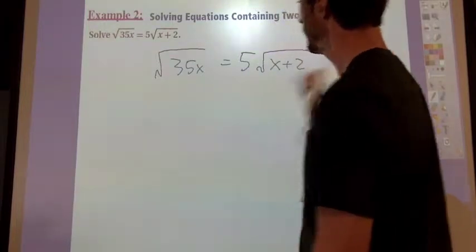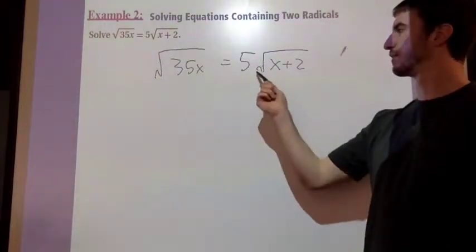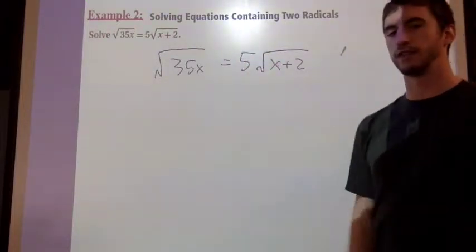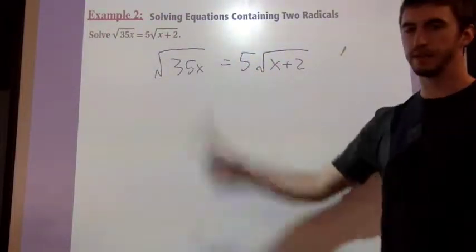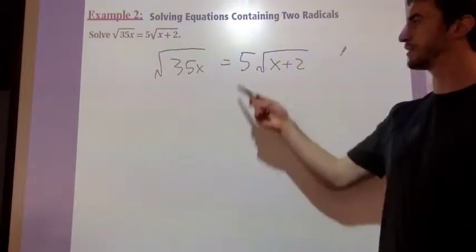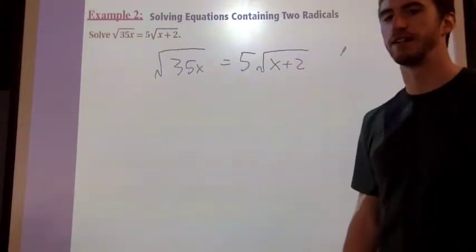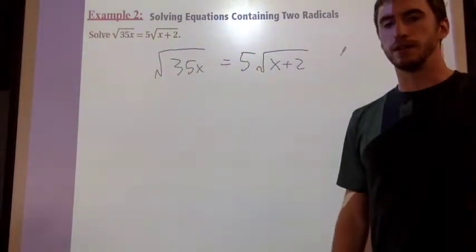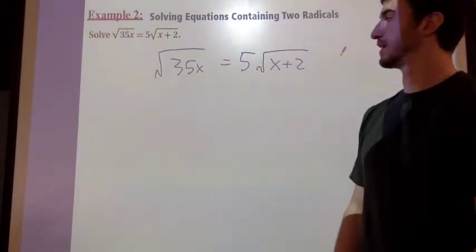Now normally I would tell you to deal with the stuff outside of the radical first. But that wouldn't really do anything helpful for us, because if I divided both sides by 5, I would just have a radical divided by 5. So what I'm going to do is get rid of the radical first in this case.